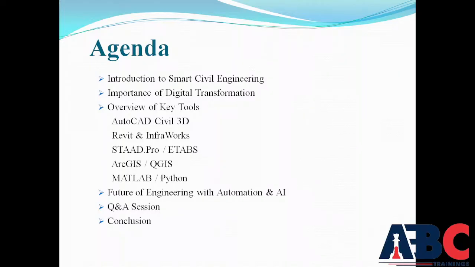Next is the future of engineering with automation and AI. In data science and computer science they are using AI and automation, but in civil engineering we are not. So how can it be applied here? For example, with AI in AutoCAD we can paste the code and get the drawings automatically. So what is the future of engineering with automation and AI? Last, we will have a question and answer session, and after that we conclude the session. This is what we will see.